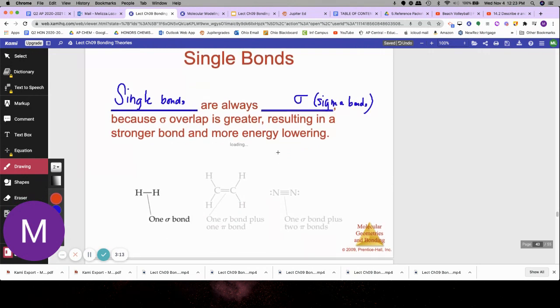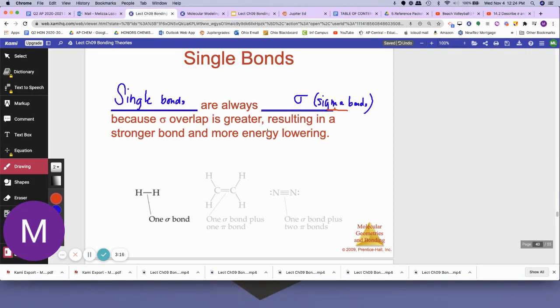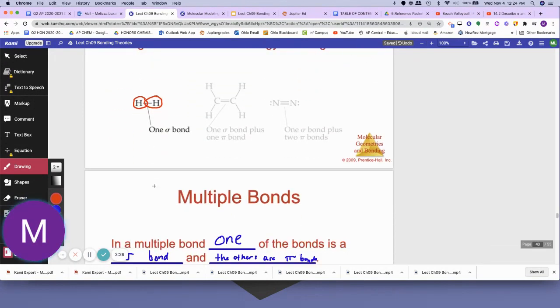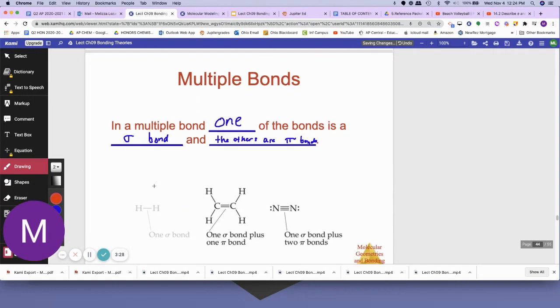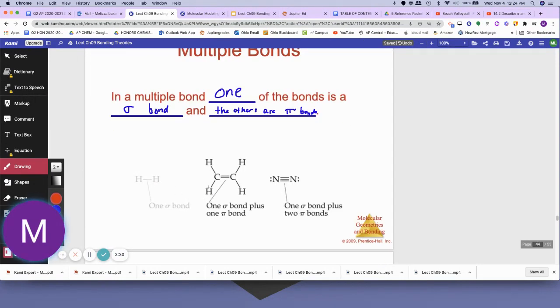Single bonds are always sigma bonds, so they overlap head-to-head first. Over here, that is a sigma bond, a head-to-head overlap. In a multiple bond, one of the bonds is a sigma, and the other bond is a pi bond.